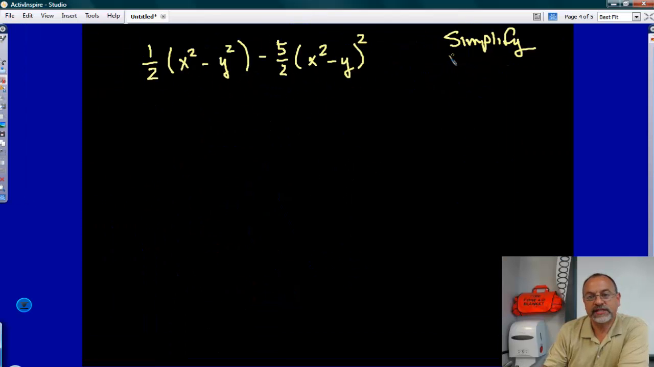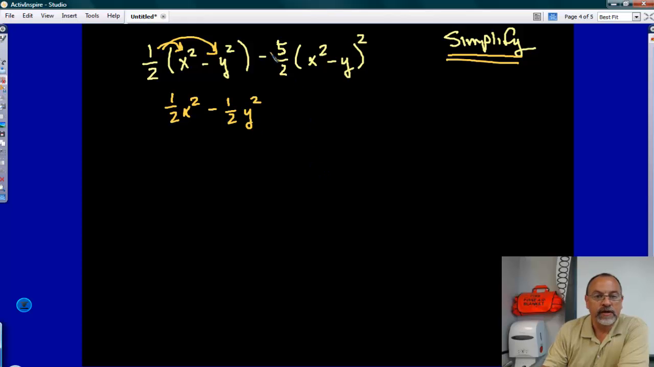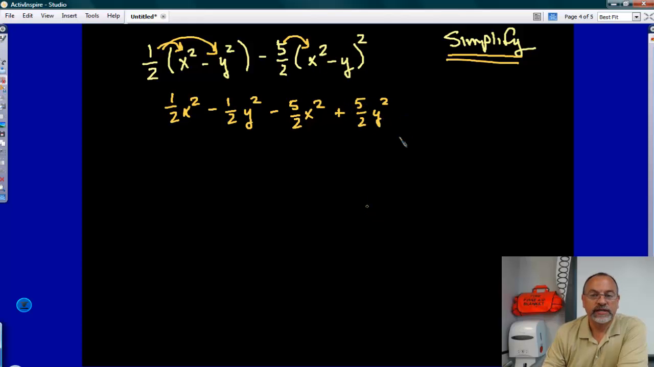Okay, here we're just asked to simplify, and simplify, remember, means what? We distribute if we can and then add like terms, so we need to go ahead and do that. So we're going to multiply because of the parentheses, we're going to distribute. So a half, we multiply it times this, I get 1/2 x squared. And then a half times this negative y gives me negative 1/2 y squared. Then when we're distributing this negative sign goes with this, so negative 5/2 times x squared is a negative 5/2 x squared. And then this negative times this negative is positive, so it's going to be a positive 5/2 y squared. Okay, so we distribute it.